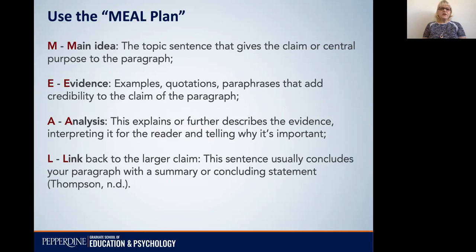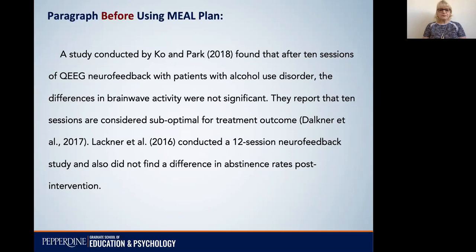The M refers to the main idea. This is the topic sentence, the bigger picture idea of your topic for that paragraph. Then you include your research or evidence. Then your analysis. So you're explaining what this means related to your claim. And then you link back to your larger claim. This is usually your concluding sentence.